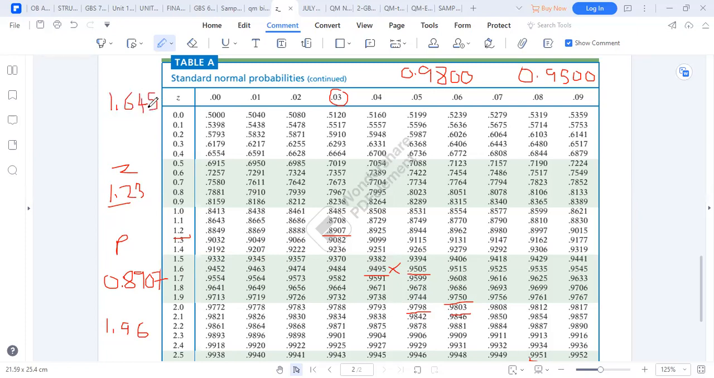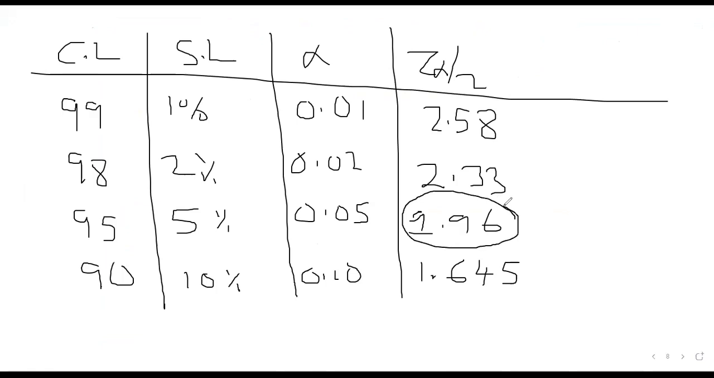1.645. If it was between 1.67 and 1.68, you start with the smaller one, 1.67, and add 5, so 1.675 at the end. Because 0.05 means in between. So you need to understand where that is coming from. In this case, where we're being asked, how did we get this 1.96? The method of reading those ones is simply 1 minus alpha over 2.